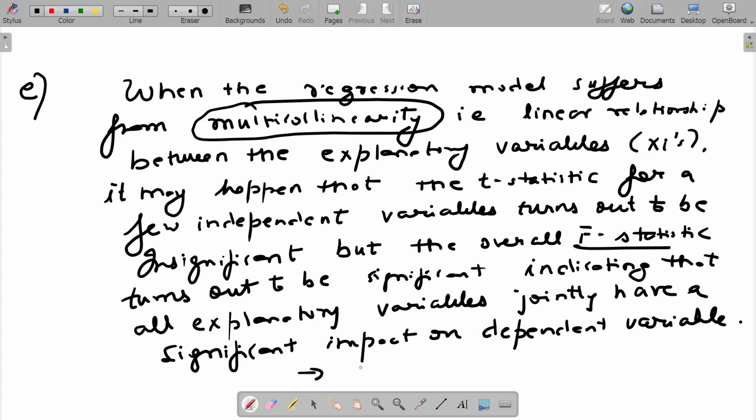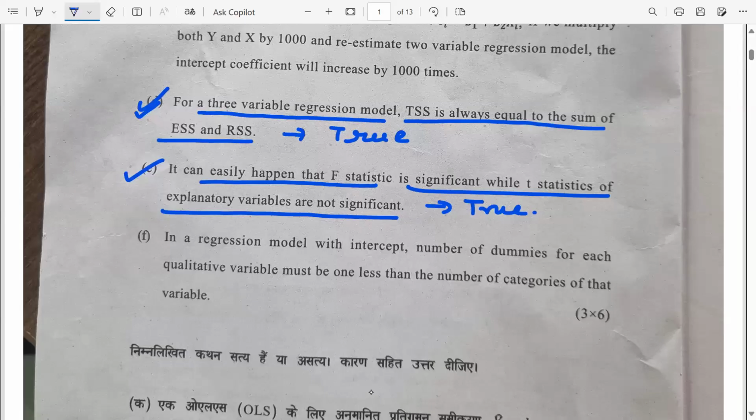So I can say that the given statement is true. If I come back to the question paper, it can easily happen that the F statistic is significant, but the t statistics are not significant, and it happens mostly in the case of multicollinearity.